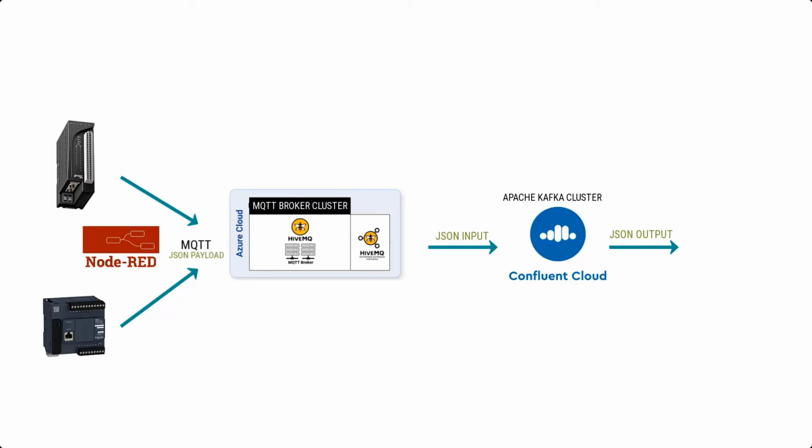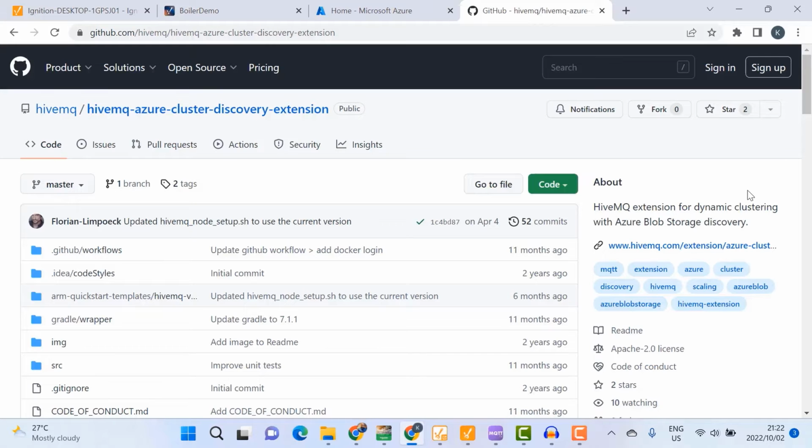So let's get started. Now I'm going to show you how to deploy a HiveMQ MQTT Broker Cluster on Azure Cloud. To begin, I'll visit the HiveMQ GitHub repo on this URL. I'll then select the ARM Quick Start Templates directory.